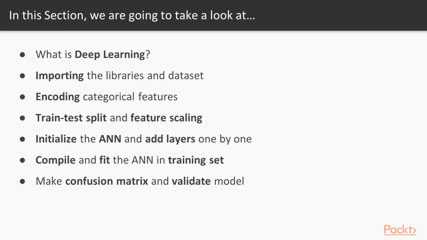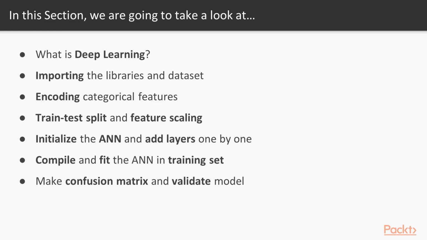Then we will implement that knowledge in a real-world case study where we will use an artificial neural network on a bank dataset of 10,000 customers. After that, we will encode our categorical features. Next, we will do train-test split and feature scaling.